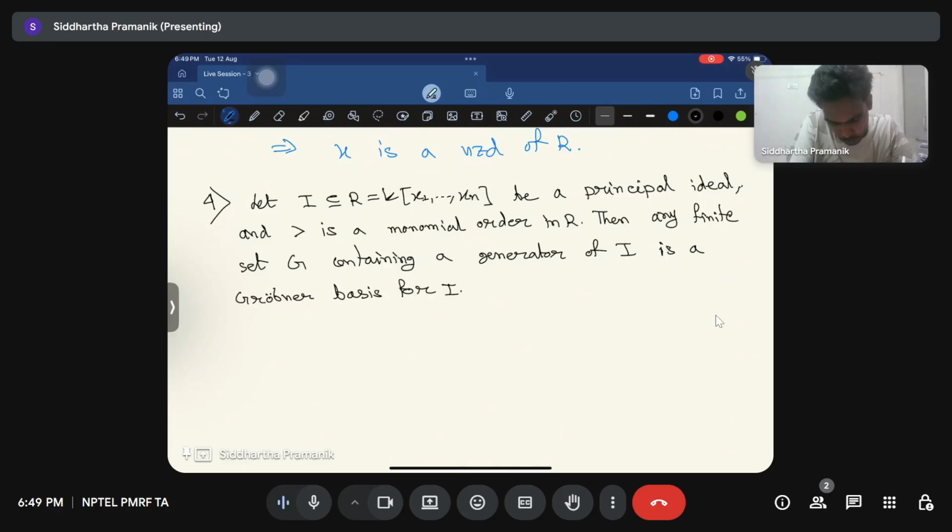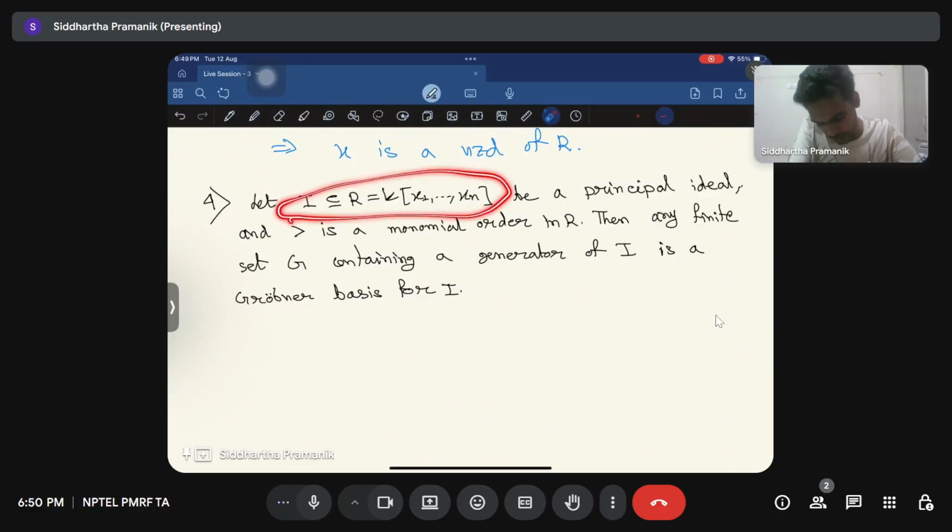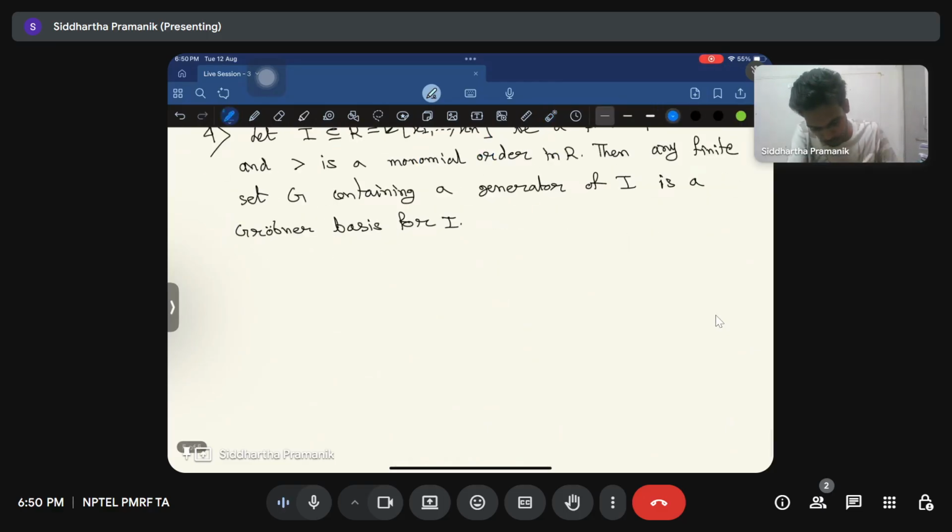So here the monomial order does not matter actually. If you take a principal ideal and if you take any finite set which contains a generator, then that finite set has to be a Grobner basis for the ideal. So let's prove this.